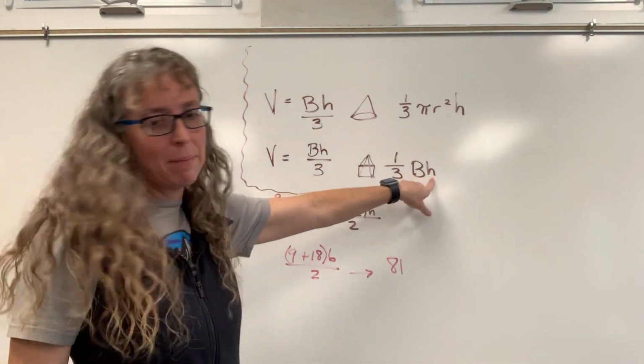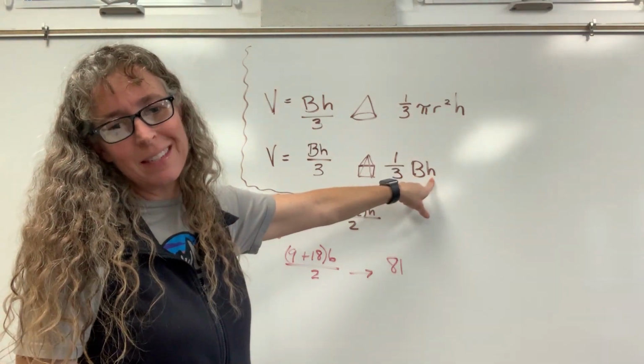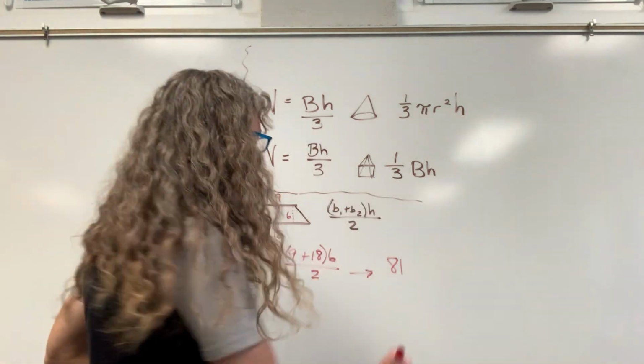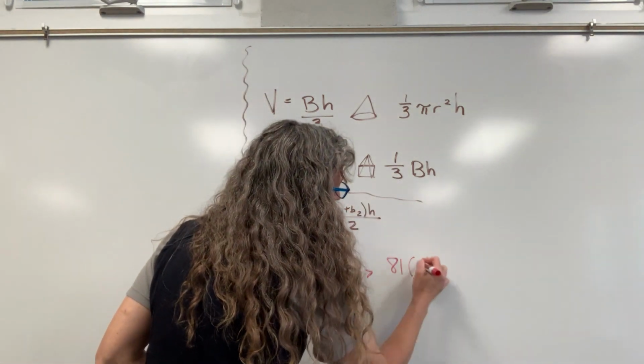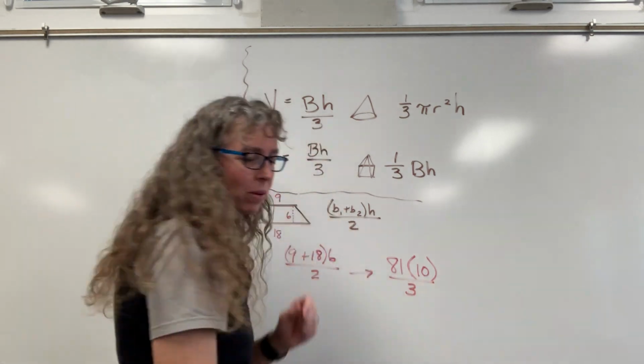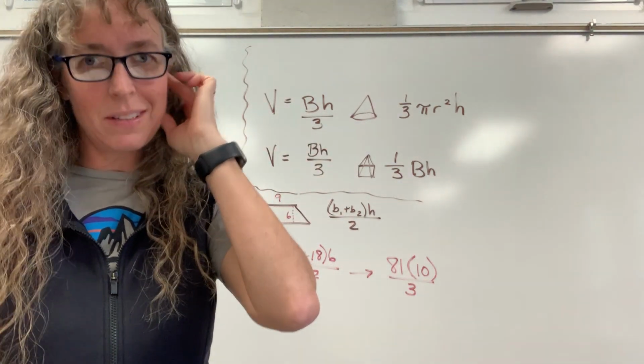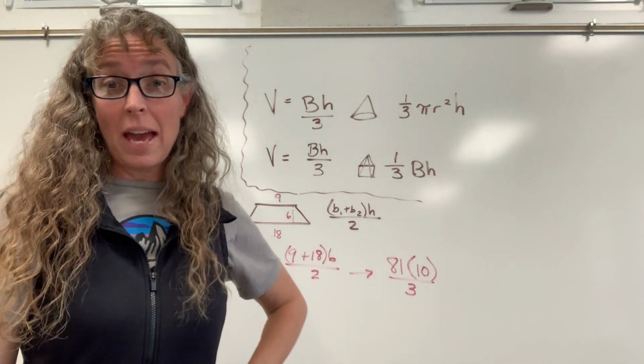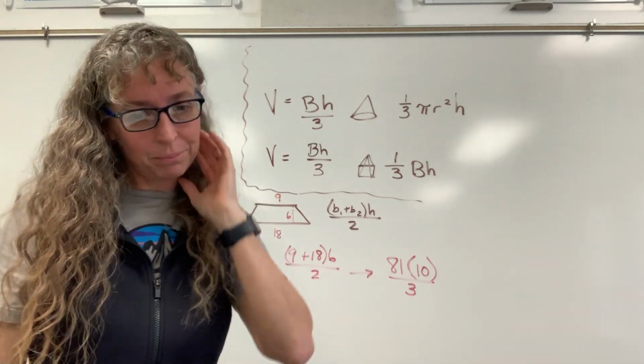We're now going to multiply it by the height of the pyramid, which I think is 10. So we multiply that by height, which is 10, and we would then divide by 3 or multiply by 1/3. Okay, and when you're done, you should get 270. Okay, so that's that one.